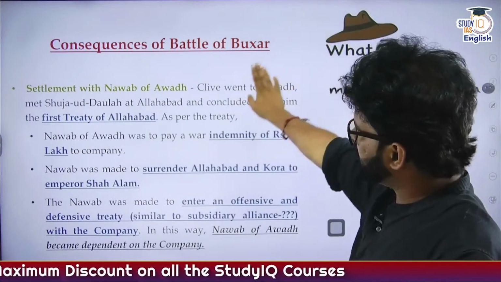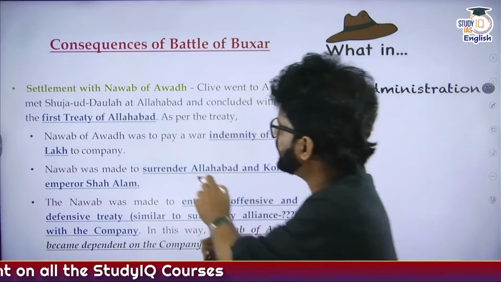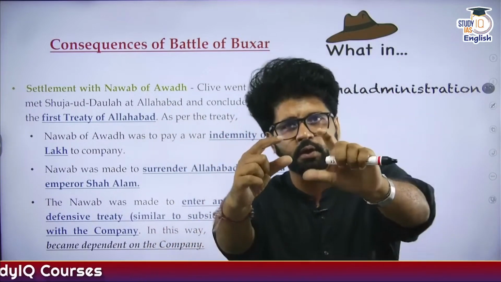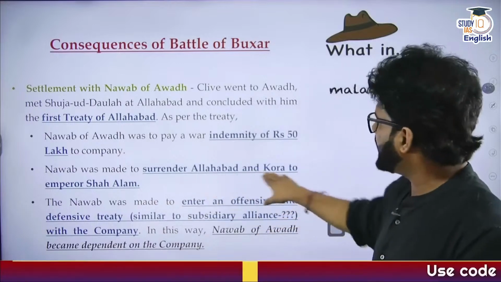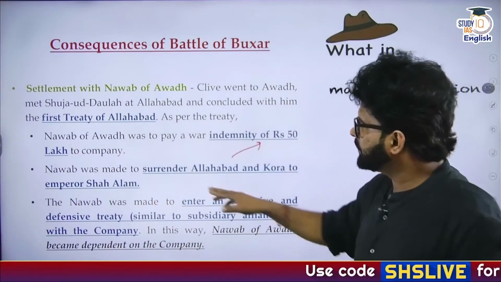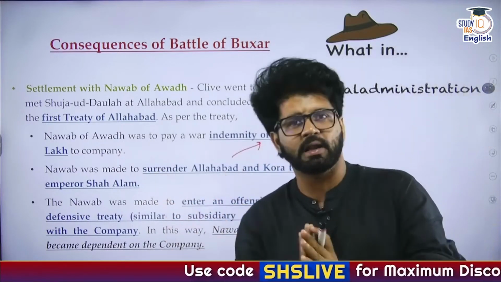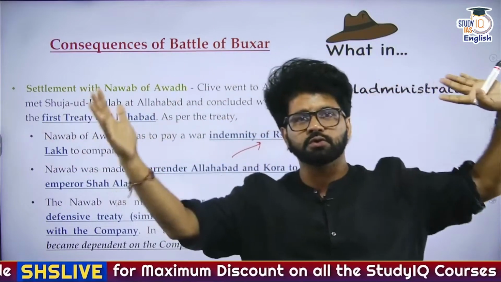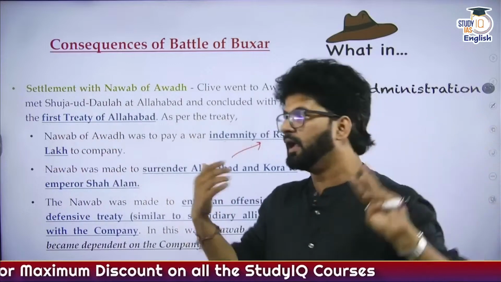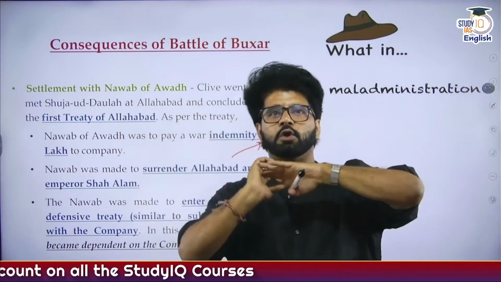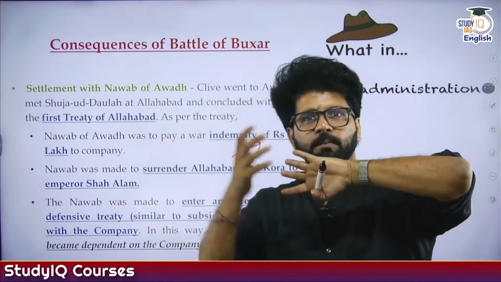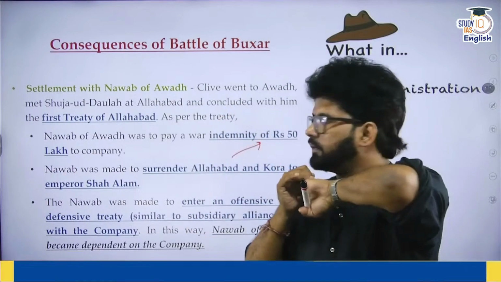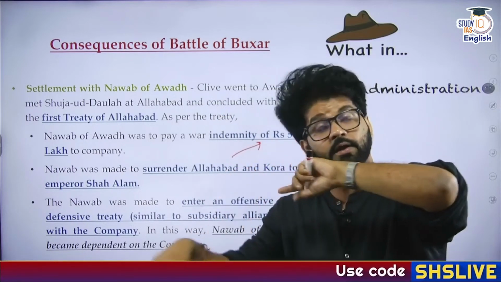Consequences of the Battle of Buxar. Settlement with the Nawab of Awadh. First Treaty of Allahabad with the Nawab of Awadh. He will take some areas like Allahabad and Kora, and he will ensure that in these areas, Shah Alam is staying. Because if you go back and revise the Shah Alam II part, he did not want to go to Delhi. He was terrified of Afghani people. And later on, there will be an Afghani guy called Ghulam Qadir. He will make him blind and all those things will happen. So hope you have, again, you can go and revise it.